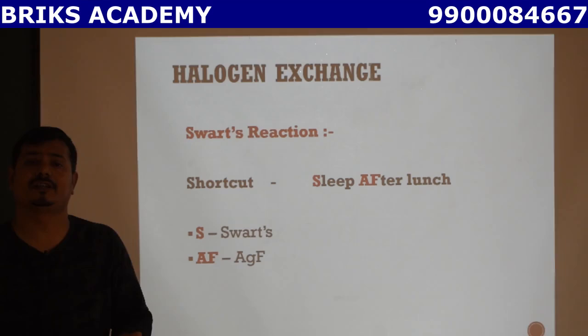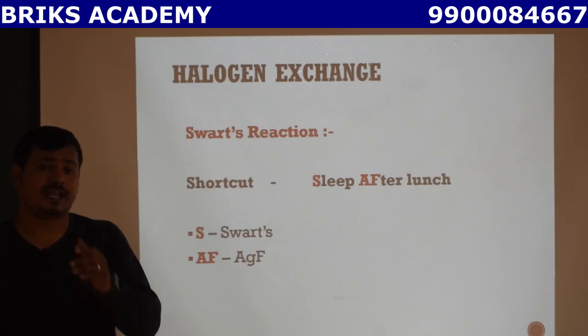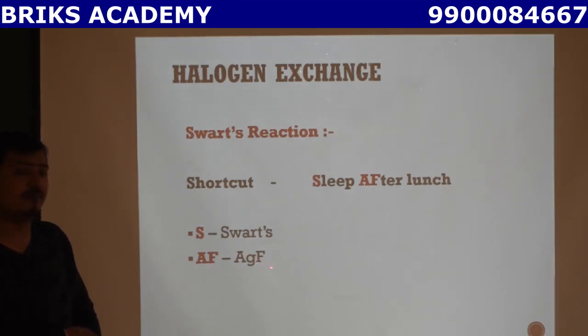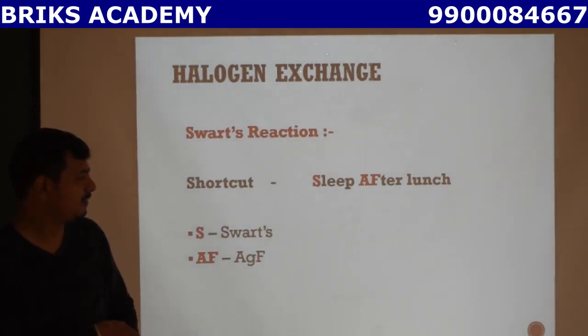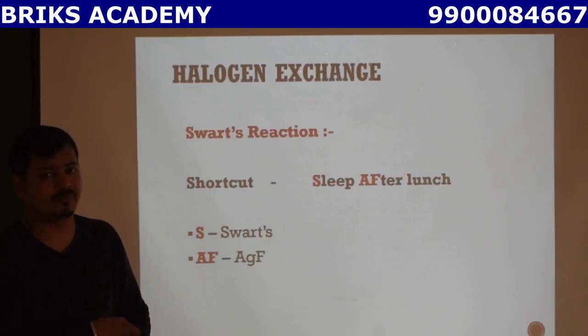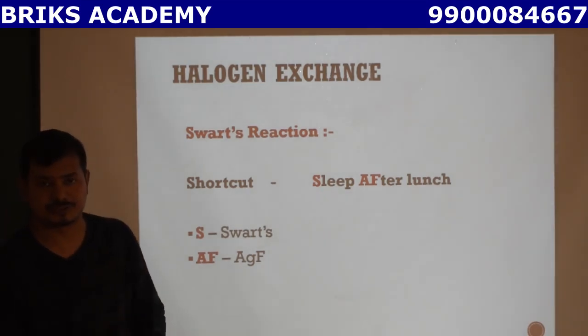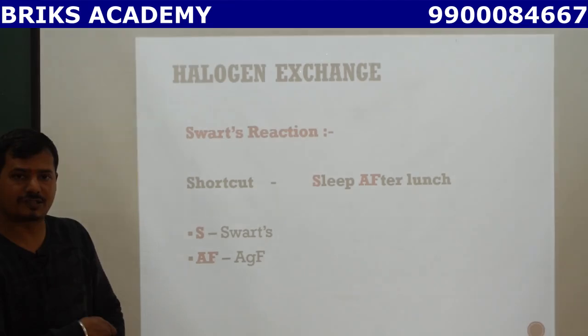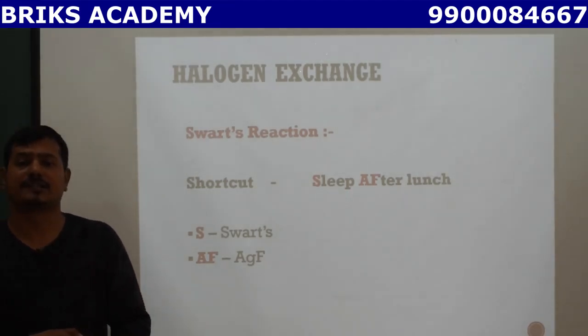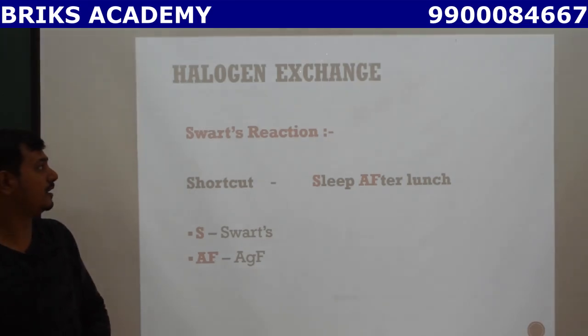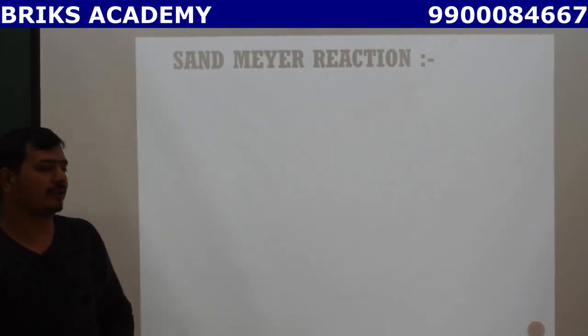The second reaction under the same category is the Swarts reaction. In Swarts, the halogen that comes in place of the existing halogen is fluorine, and the reagent used is silver fluoride. The shortcut: remember what our mind always feels after lunch, sleep after lunch. S for Swarts, AF for silver fluoride. That's your second halogen exchange reaction.